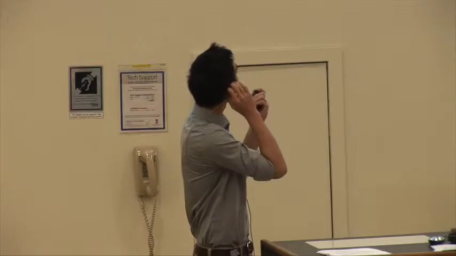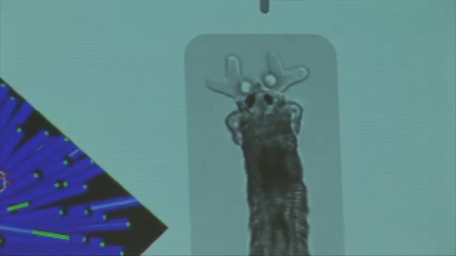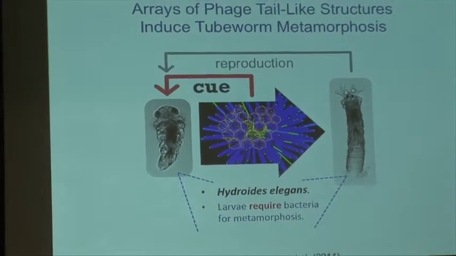What was really cool about these things is that they actually mediate the metamorphosis of a marine tube worm. These multi-tailed structures were important for inducing the metamorphosis of this tube worm larva into the adult form. Specifically, this tube worm is called Hydroides elegans. It's a model tube worm for biofouling and developmental research. What's cool about these larvae is that they actually require bacteria in order to metamorphose. If you grow these larvae in the laboratory and you keep their glassware clean and their culture water clean, they'll never metamorphose into the adult unless you expose them to a bacterial biofilm, suggesting that they require bacteria in order to complete their life cycle.